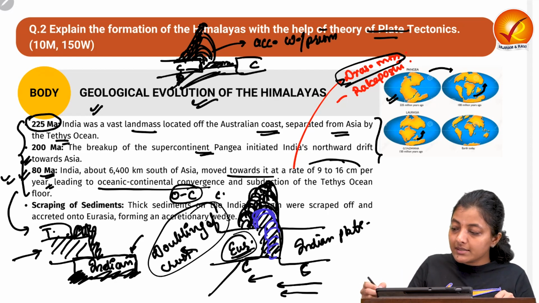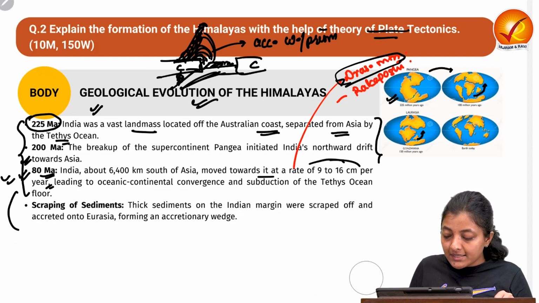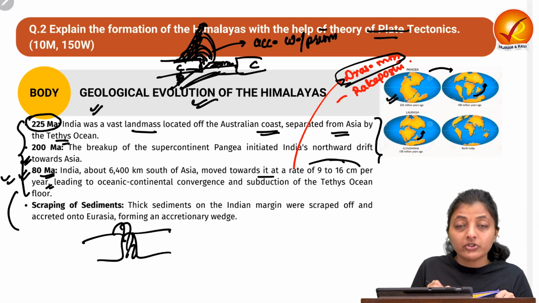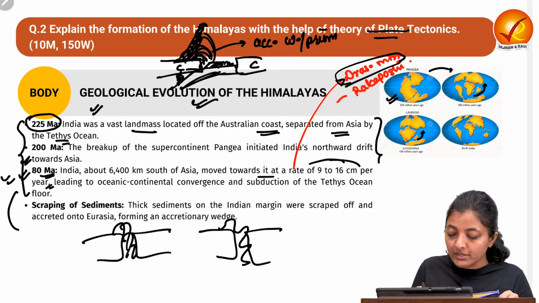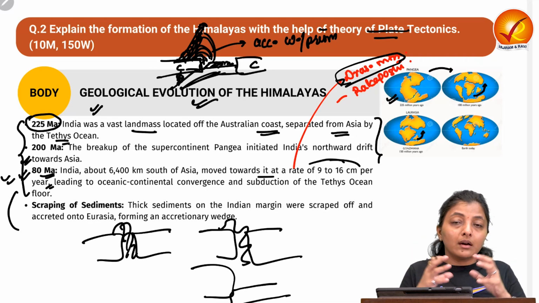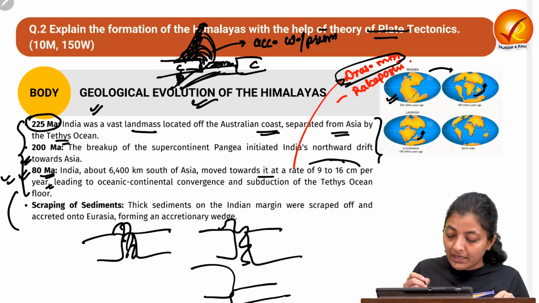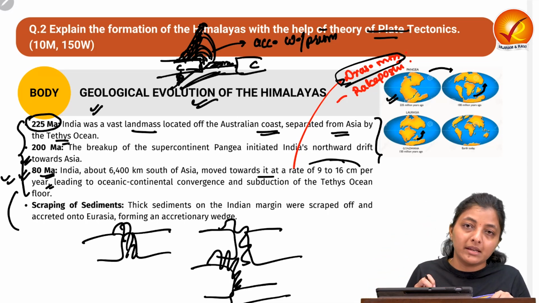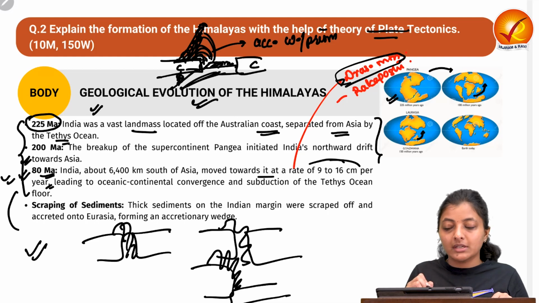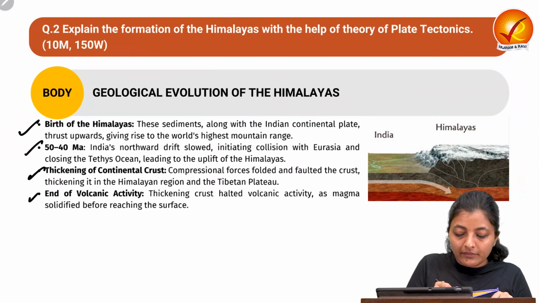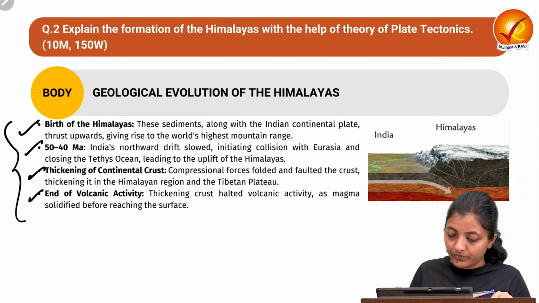With time, it results in the C-C convergence, and with the high compressive forces, this accretionary prism gets more compressed and results in the formation of the fold mountains over here. And with time, there is an overriding of one plate over the other, and now this results in the increasing height of the Himalayas. So this is the whole geological evolution of the Himalayas. Okay. So what we have already discussed is written over here.